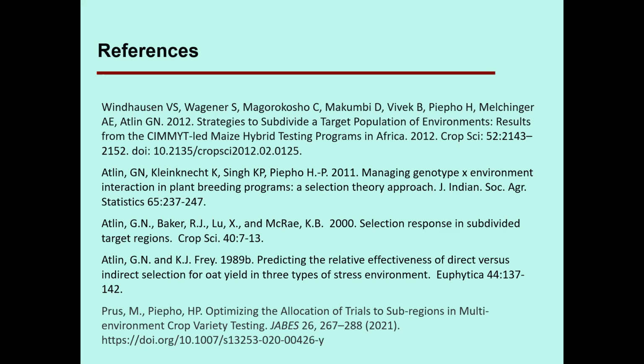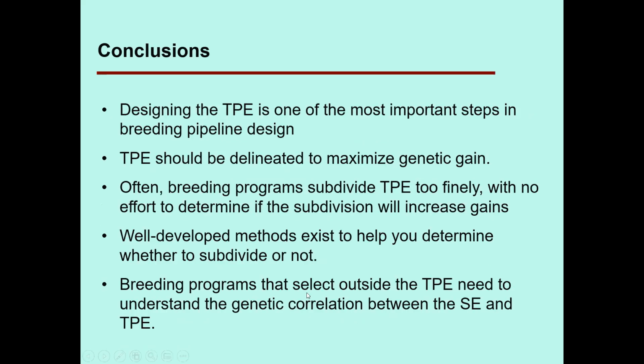There we go. So in conclusion, designing the TPE is one of the most important steps in breeding pipeline design. The TPE should be delineated in order to maximize genetic gain. And to do that, you need to use a correlated response model. You need to understand the genetic correlation and the heritabilities within each of your proposed subregions.